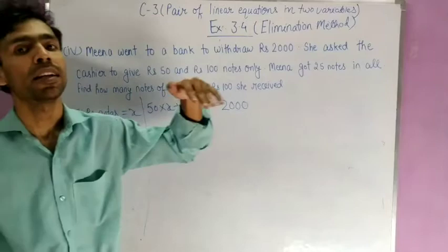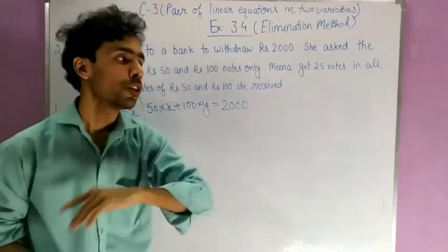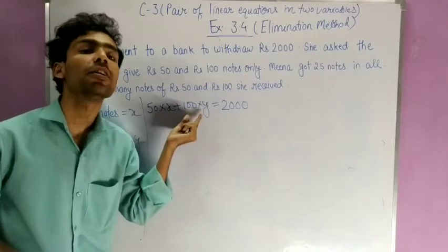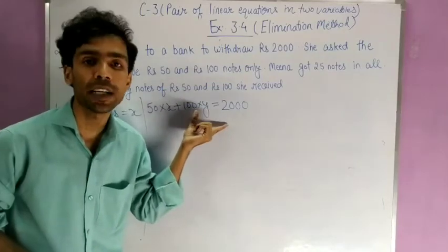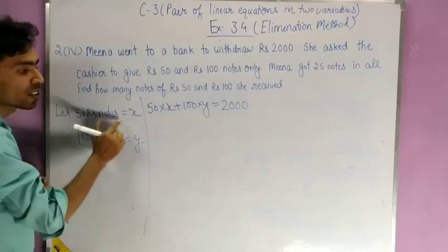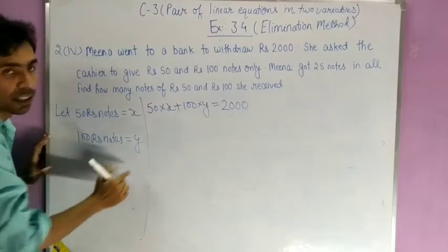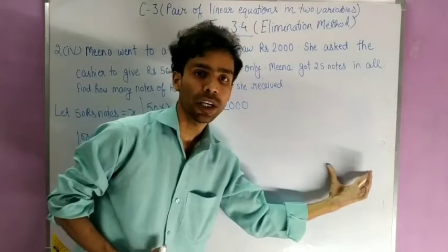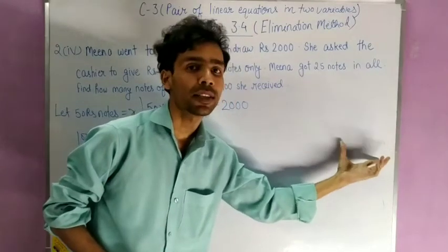It is clear now, because overall she will get 2000 only, and in that 2000 there are some 50 rupees notes and some 100 rupees notes. So 50 rupees notes can be multiplied by x plus 100 rupees notes can be multiplied by y, because 50 rupees notes is x and 100 rupees notes is y. It is the same as the example I have given. By that example you can understand.